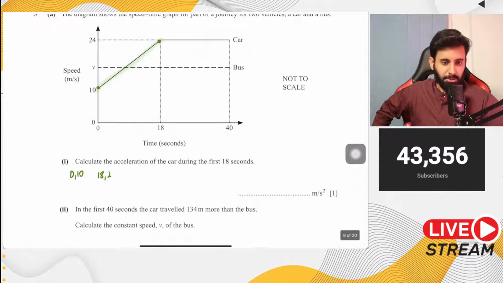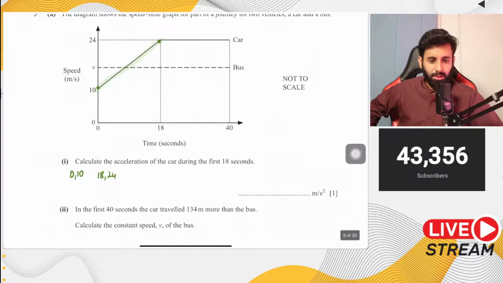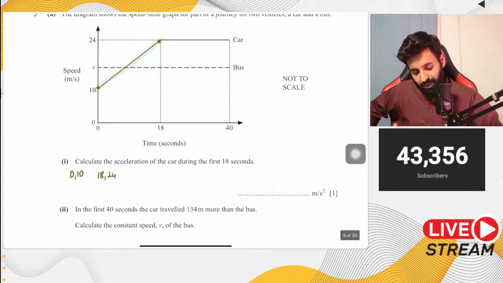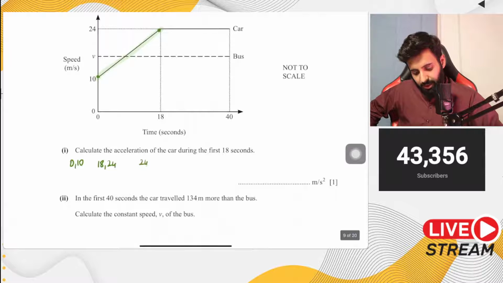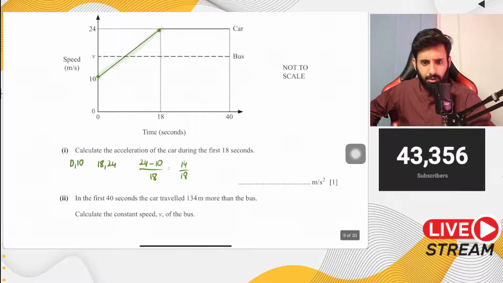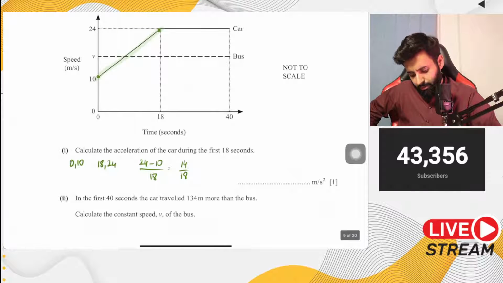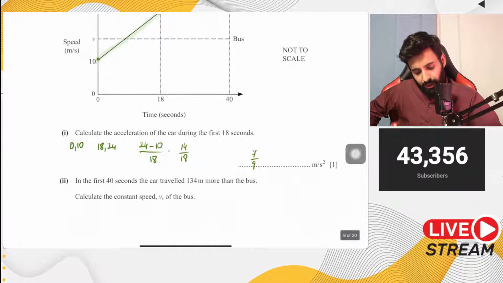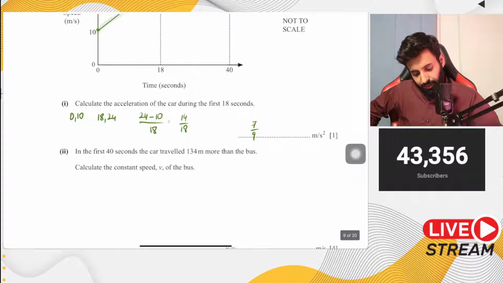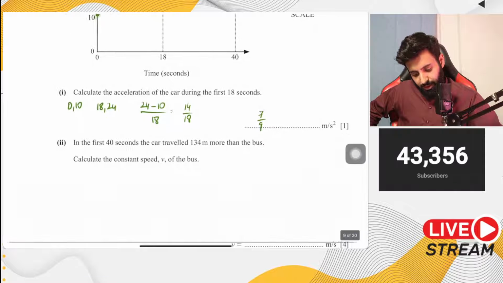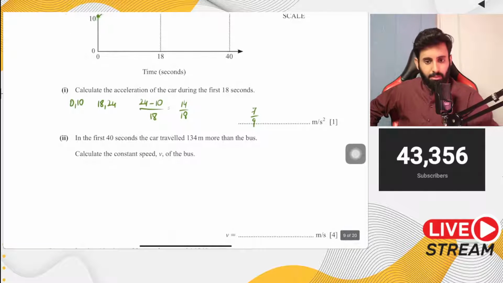Most physics students would say we can use change in speed over change in time. That's much easier. Gradient isn't any different from that because acceleration is the rate of change of speed. 24 minus 10 over 18, so that's 14 upon 18, which if you want you can simplify and write as 7 upon 9 meters per second squared. Then it says in the first 40 seconds the car traveled 134 meters more than the bus.